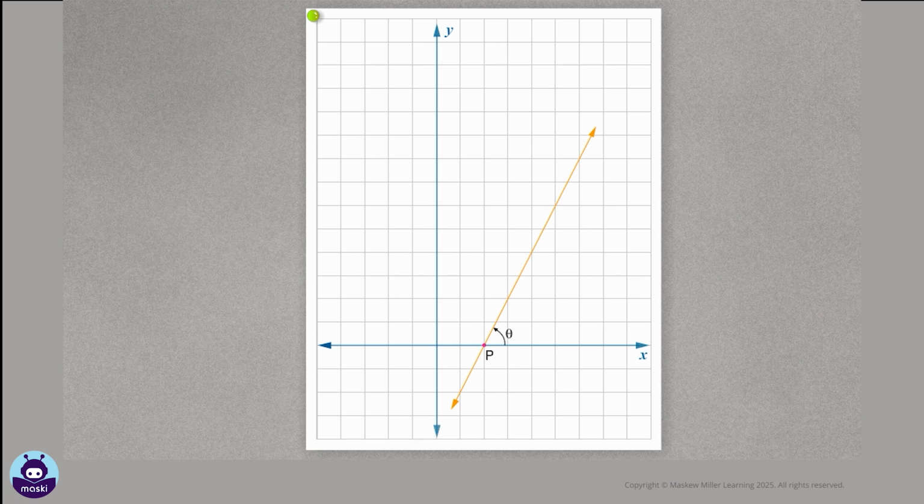We can see that theta changes as the line rotates about P. Note that as we rotate the line, the gradient of the line, m, also changes. Hence, there seems to be a relationship between m, the gradient, and theta, the angle of inclination. Let us investigate further.